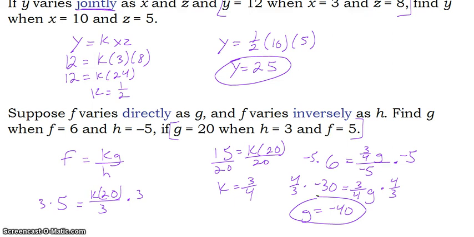So in class we'll look at maybe one or two more of these, but also look at how to determine what kind of variation you have based off of a table, as well as based off of just a random equation they might give me.